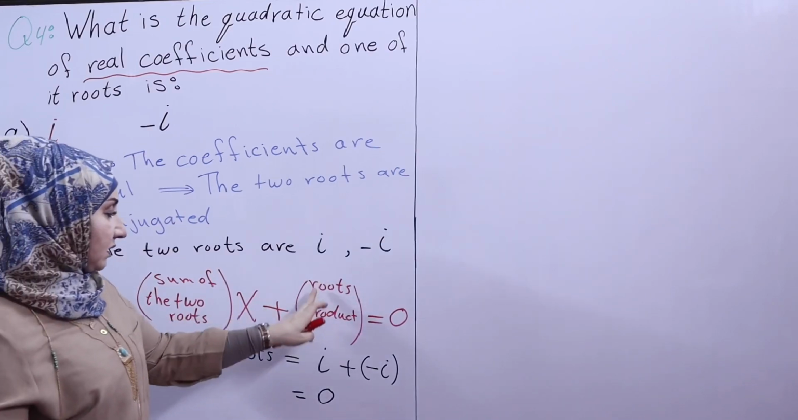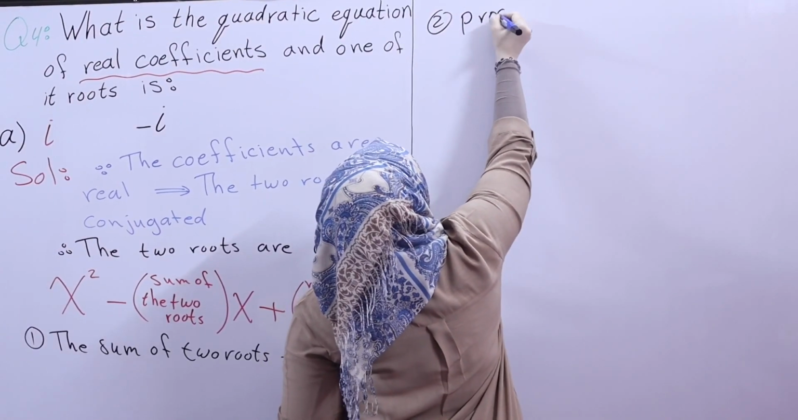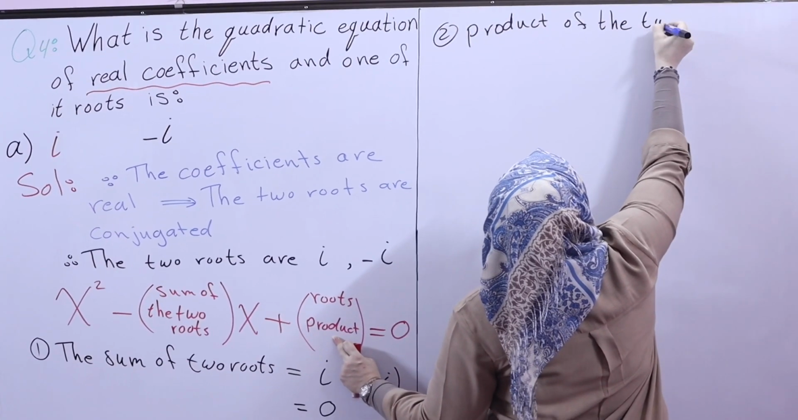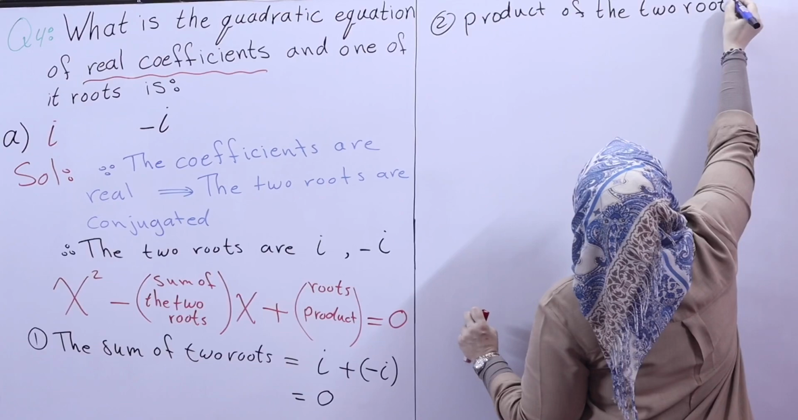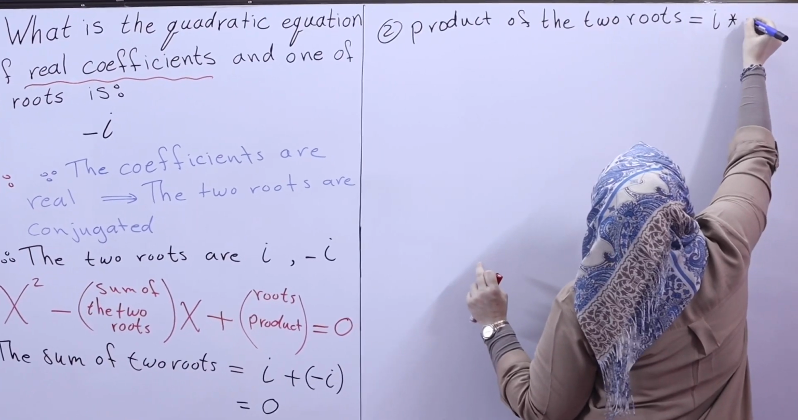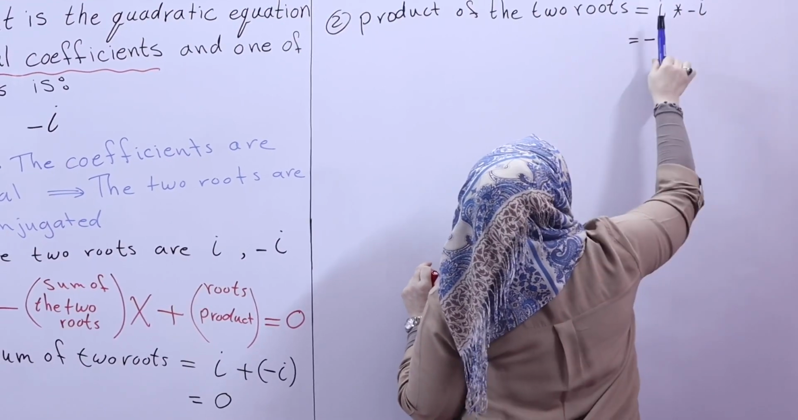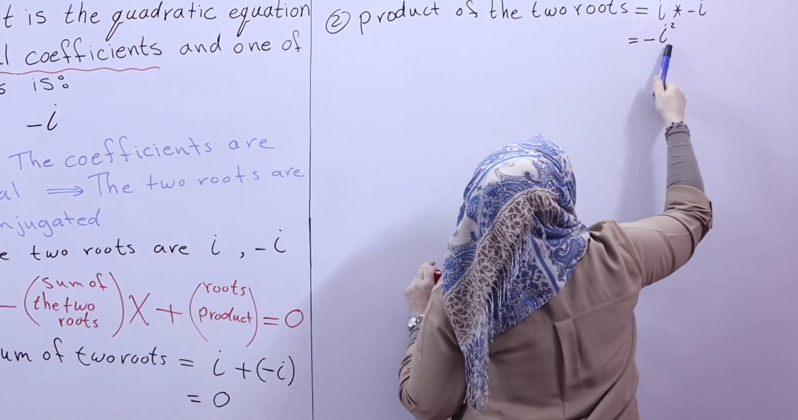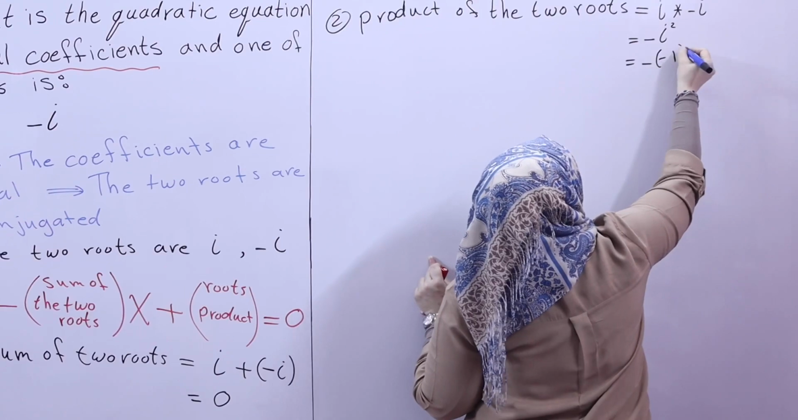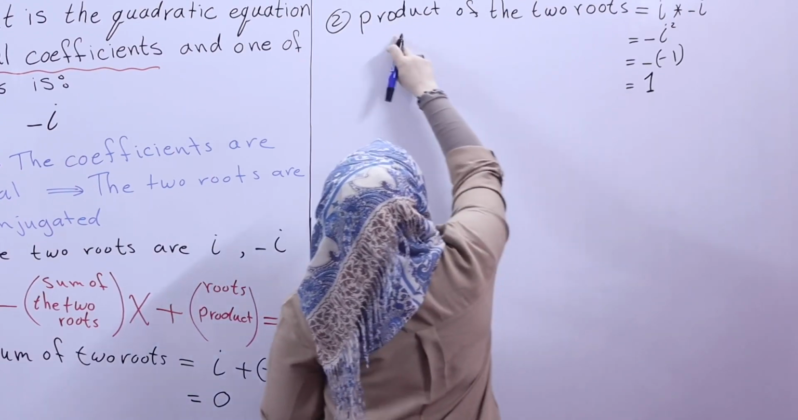And now we want to find the product of the two roots. Second, product of the two roots equal. The first root is I multiplied negative I, and it will be positive multiplied negative, negative I multiplied I squared. And we know that I squared equal negative 1, and it will be negative multiplied negative, it will be positive 1. This is the product of the two roots.